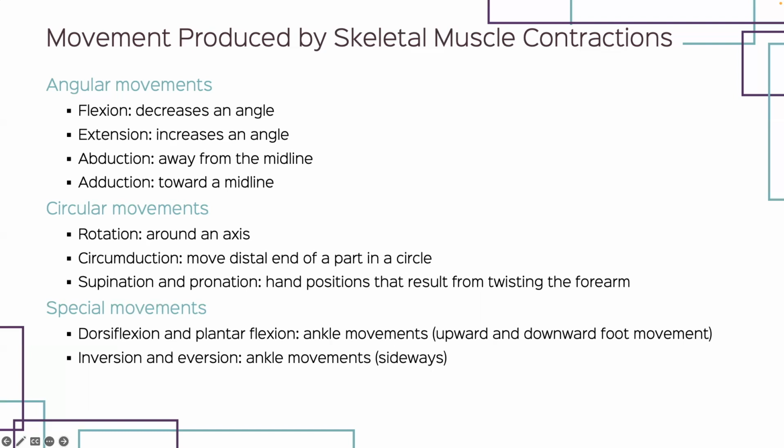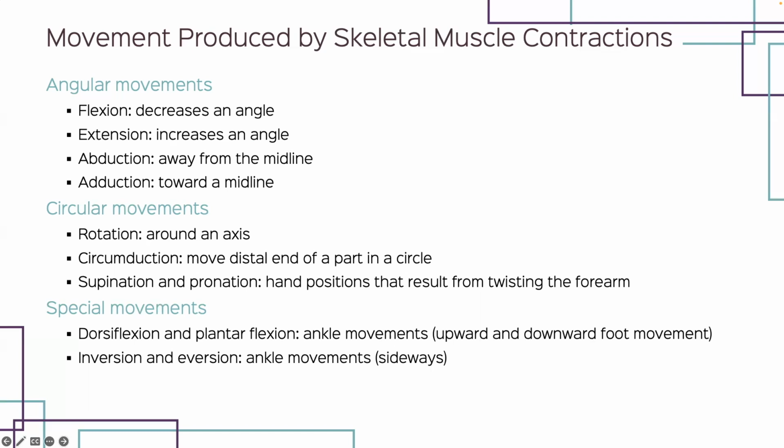Rotation is that movement around a longitudinal axis. So you rotate your head and neck by moving your skull from side to side, as in shaking your head no. Circumduction moves a part so that the distal end moves in a circle. So when you picture someone throwing a ball, they're going to circumduct their arm.